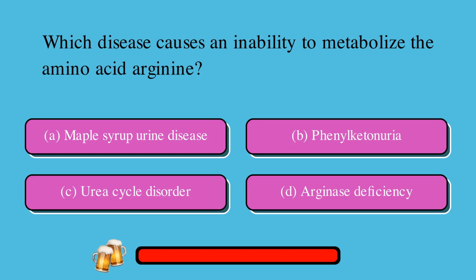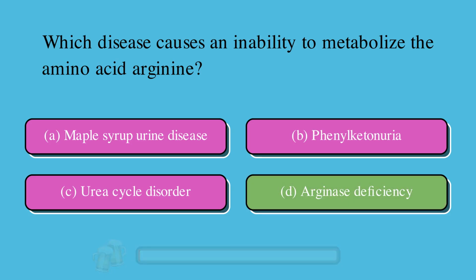Which disease causes an inability to metabolize the amino acid arginine? A. Maple syrup urine disease, or B. Phenylketonuria, or C. Urea cycle disorder, or D. Arginase deficiency. The correct answer is D. Arginase deficiency.